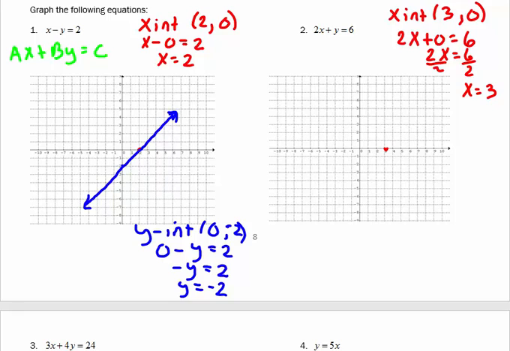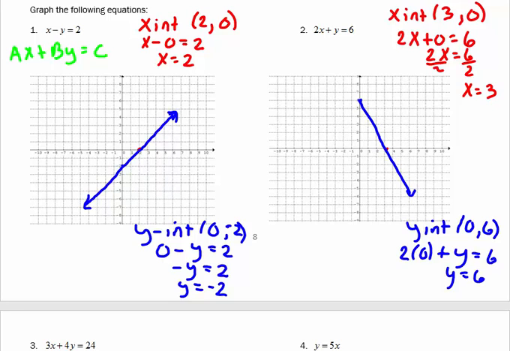Now, to find the y-intercept, I let x be 0. When I plug in x being 0, I get 2 times 0 plus y is supposed to equal 6. 2 times 0 is 0, so I just get y equaling 6. So my y-intercept is (0, 6). Nowhere left or right, but up to 6. I'll connect those. Again, putting arrows to show that I'm going both directions.